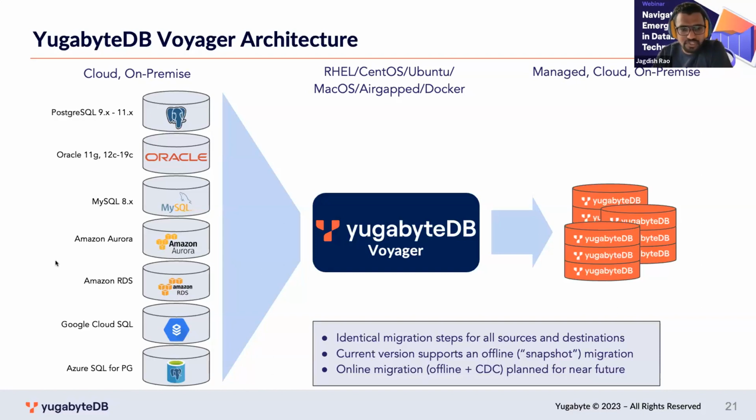The current version supports an offline migration as well, right? And online migration, with CDC, is planned in the near future. So as and when new iterations of Voyager come in as part of the roadmap, online migration can be seen as a Voyager feature going forward.